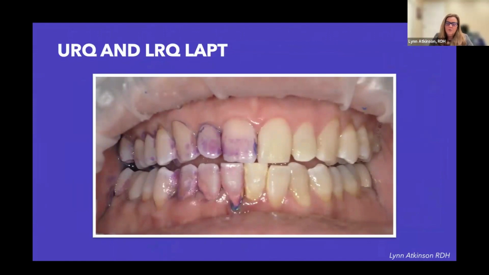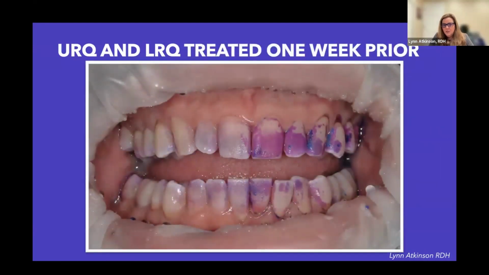So I'm going to disclose half the mouth, go through, do my guided biofilm therapy, and do my laser therapy. And then the next week they come back and I'm going to disclose everything. So I can show them, look how virulent this bacteria is.